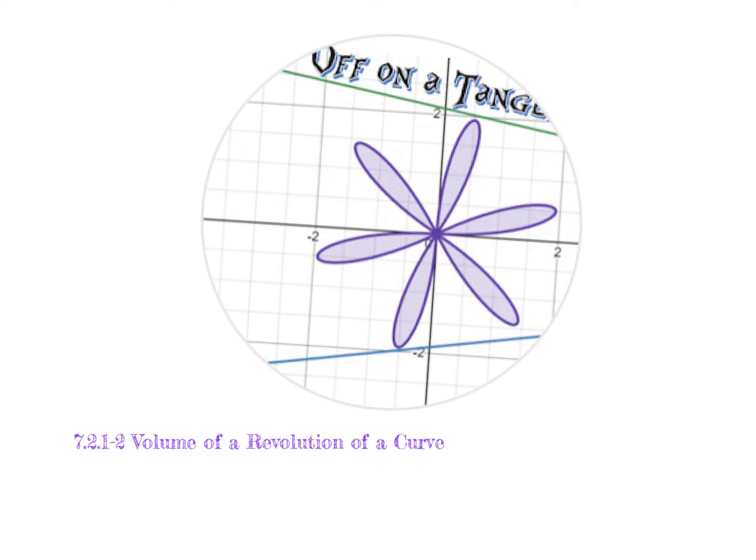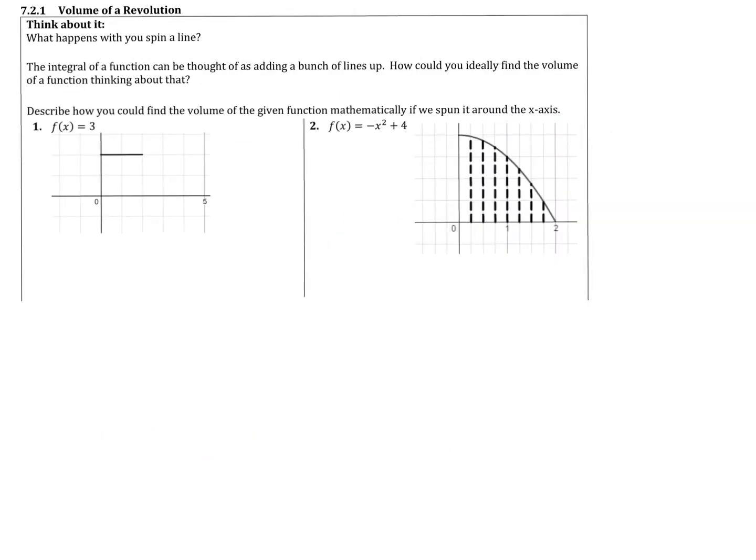So let's go ahead and start thinking about what it looks like to rotate a curve around an axis. The first thing I want you to think about is what happens if you have a line or a piece of a line segment, and you actually spin it around. What happens when you spin a line around? I'm hoping you can see that if we spin a line around, we're going to get a circle.